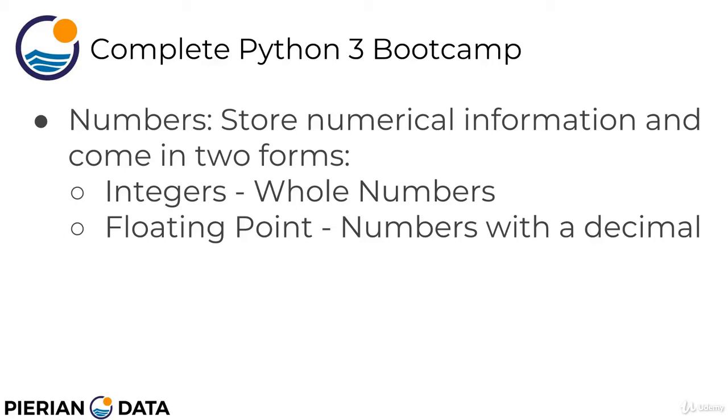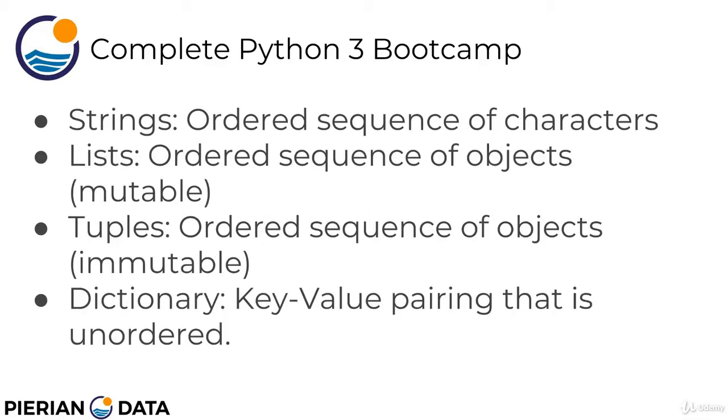So numbers, pretty straightforward. There's basically two types of numerical information that we can store. Those are integers for whole numbers, and floating points are numbers with a decimal. Then we have strings, which are an ordered sequence of characters. Lists, which are an ordered sequence of objects, and lists are mutable, meaning you can change items that are in a list.